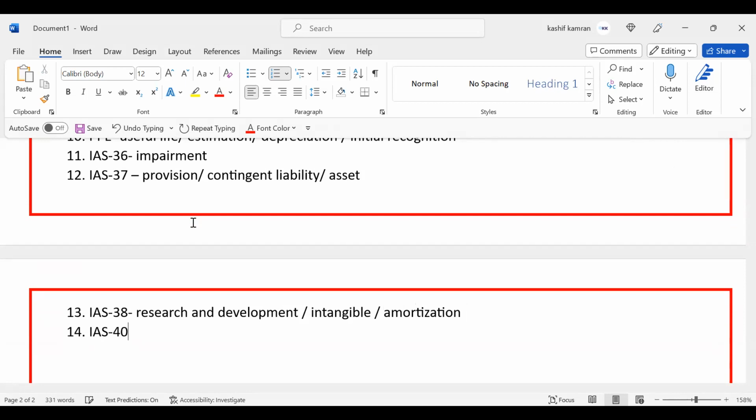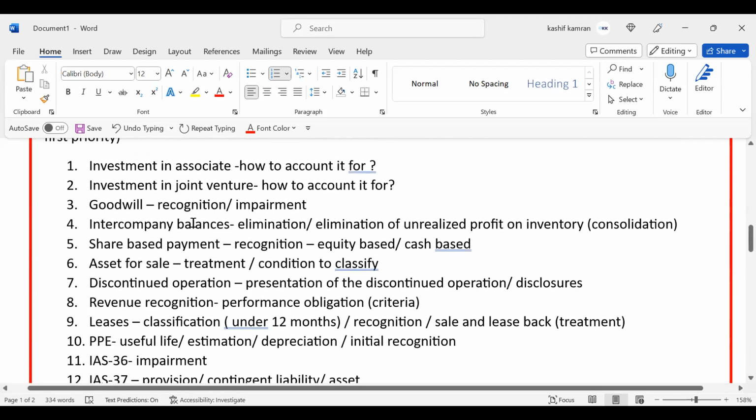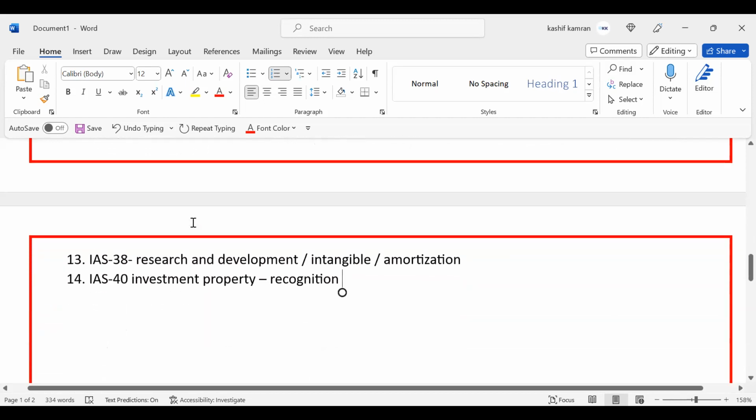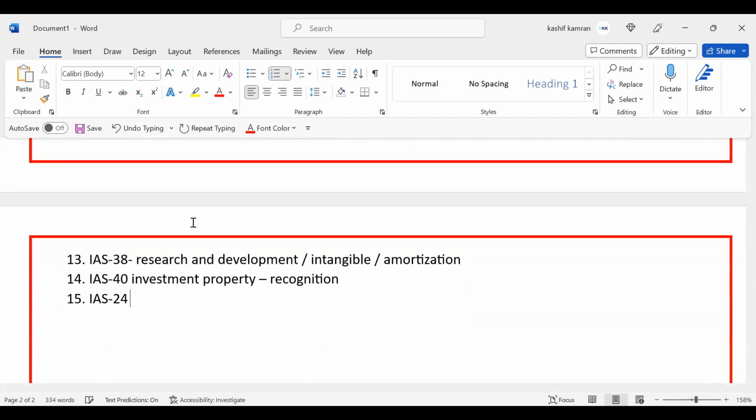IAS 40, investment property, has come in the recent past papers a lot. So you should know investment property, the recognition and classification of that. And I think that is it. That's just the frequently asked ones on your screen, right? And add just one more to it, related party transactions, IAS 24. You should know about the disclosure of related party transactions.